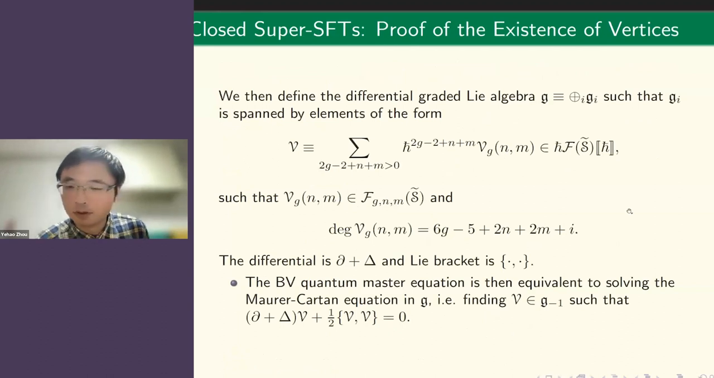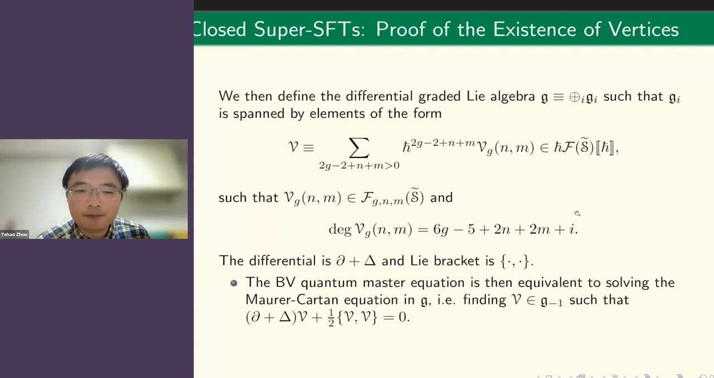So to prove the result, we basically follow the notation in Kevin's paper, and we define the differential graded Lie algebra G. This is a Z grading, such that G_I is spanned by the elements of the following form. And here, V is not a solution, it's just a notation for an element in the chain complex, such that each component V_GNM has the following degree. So this means that this is top dimension plus I and plus one.